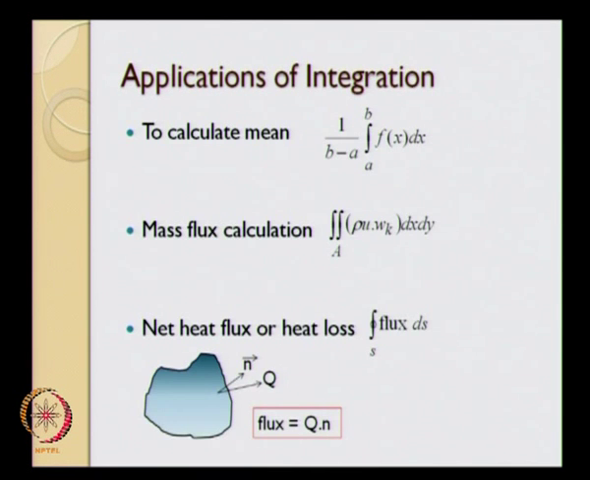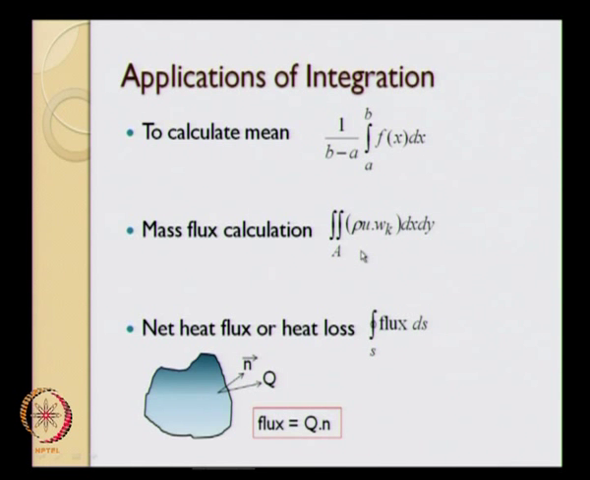A couple of examples of numerical integration: the mean that we obtained earlier was nothing but the summation of x divided by the number of data points. But if we want to calculate the mean of a dependent variable f of x related to the independent variable x, the mean is calculated using an integral. It is 1 divided by b minus a times the integral from a to b of f of x dx. So this is one place where integration will be required.